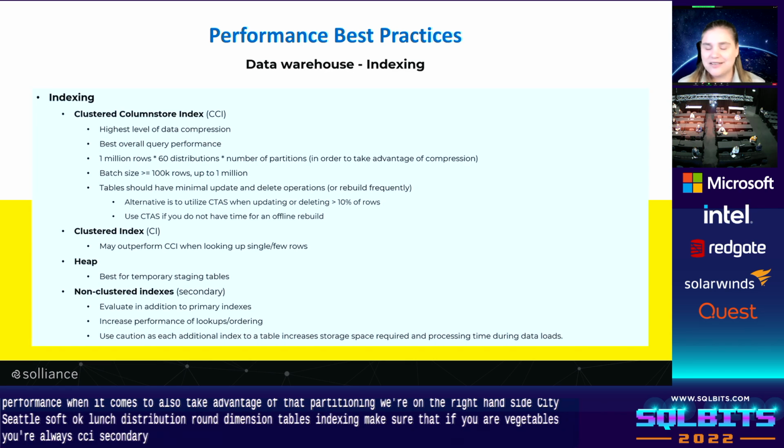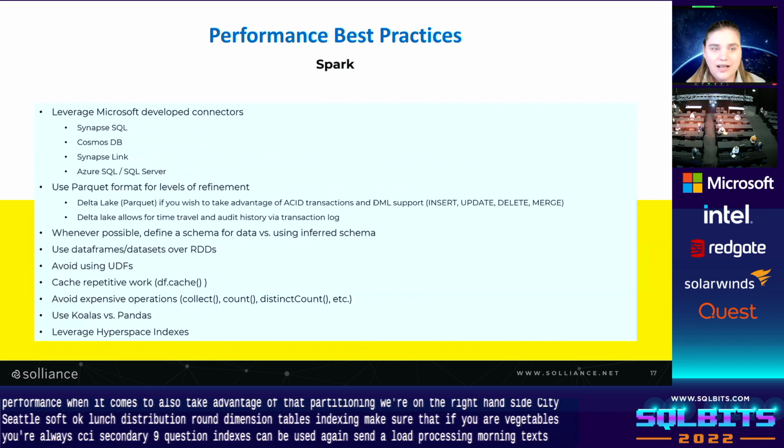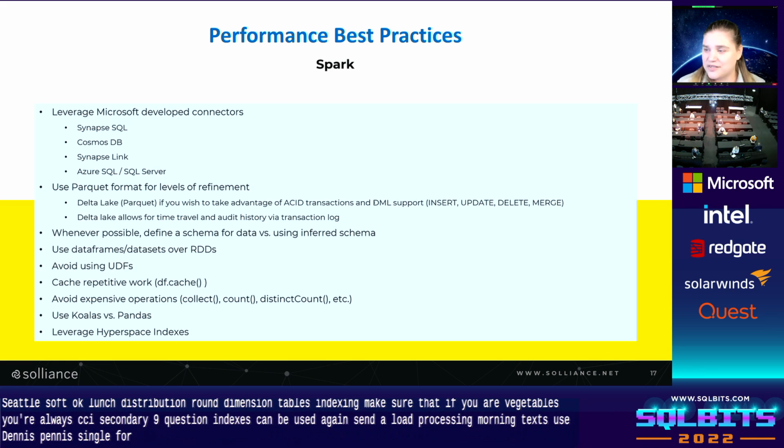Secondary non-clustered indexes can be used at your discretion to improve performance, but again, use caution because it will increase your table storage and data load processing. More indexes is more overhead. For Spark, use things like Hyperspace indexes, and Koalas versus pandas. Pandas is single threaded, whereas Koalas is parallel. UDFs are also single threaded, so use built-in functions instead. And again, use Parquet. When reading data, use Microsoft-developed connectors, again parallel versus serial.